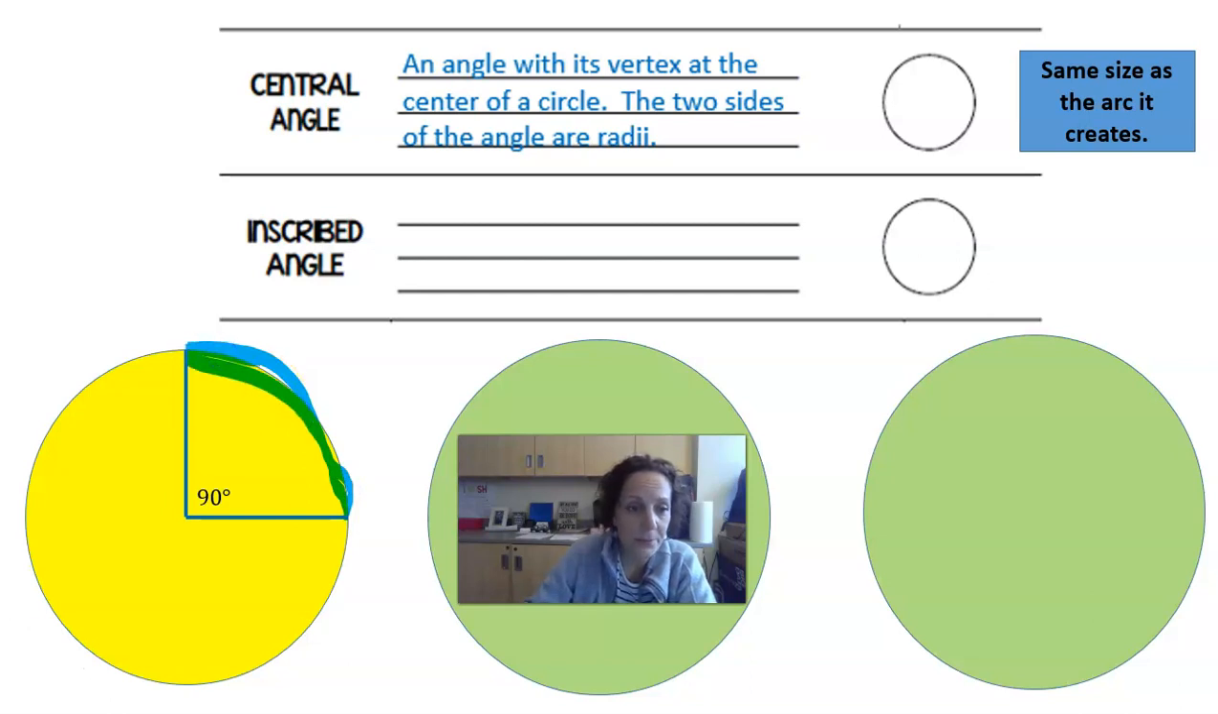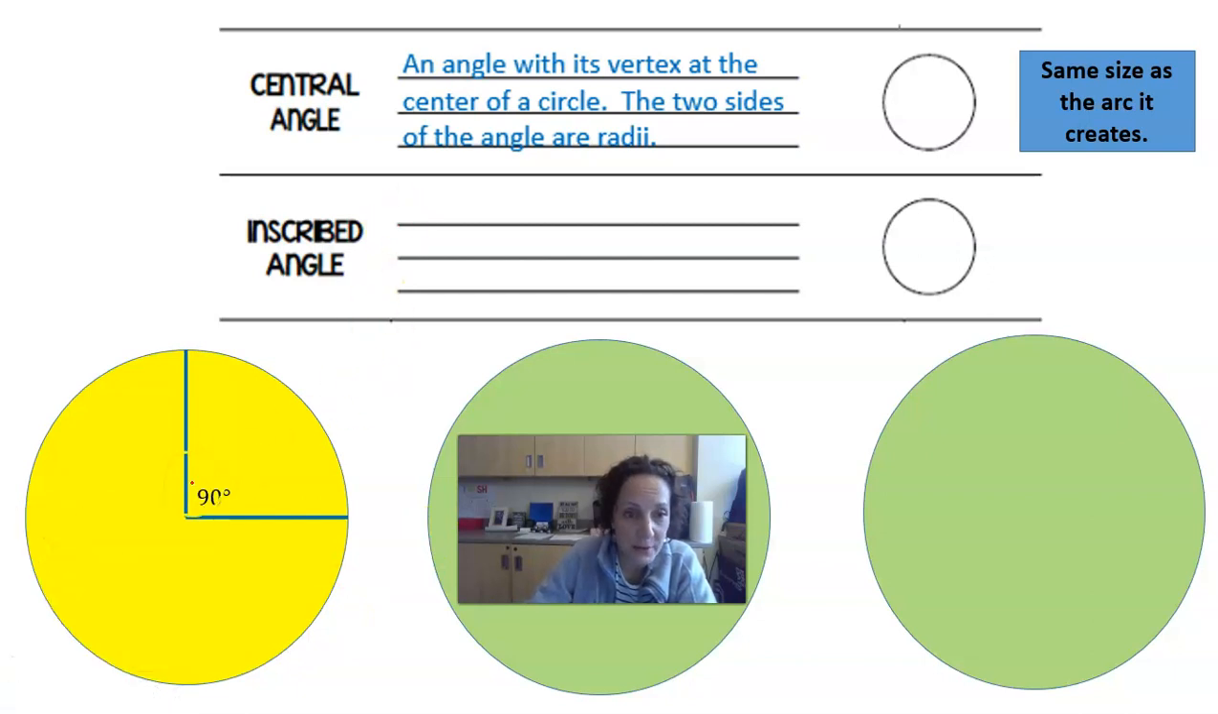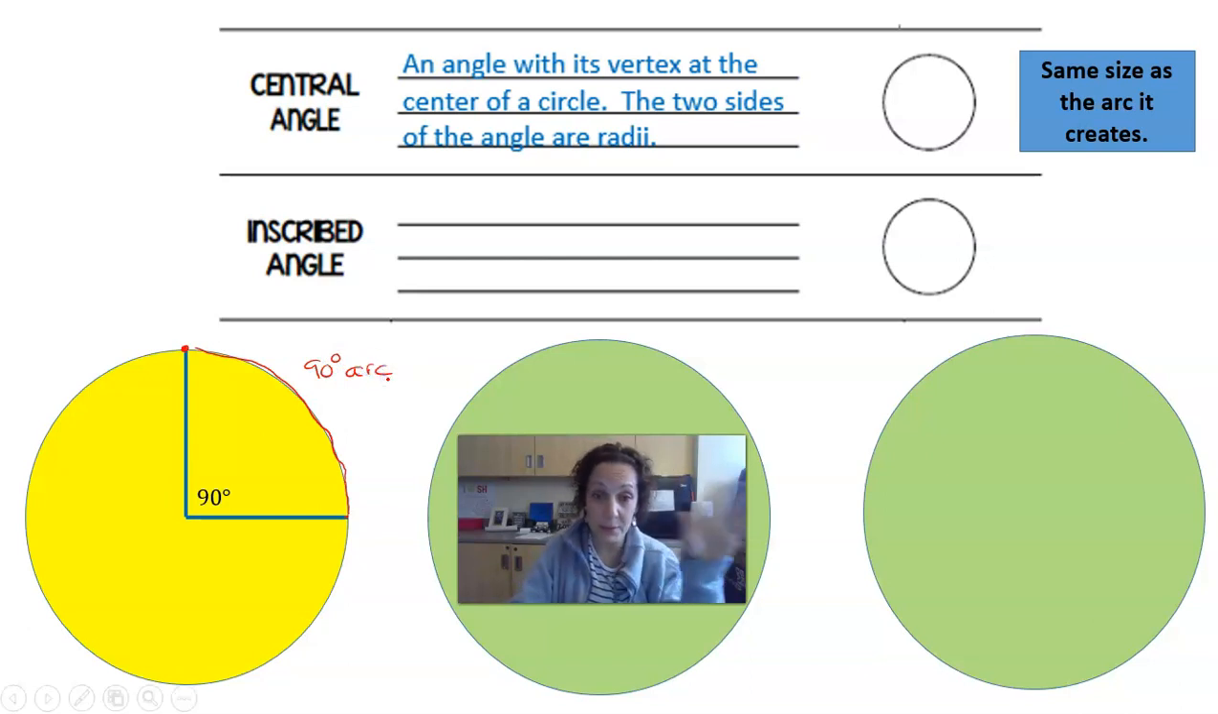And we know, goodness, I just cannot trace the edge of the circle, can I? And we know that if you have a central angle, the size of that arc is going to be the same as the central angle. So if we say this is a 90-degree angle, then if you go to the endpoints of that angle on the circle and trace out the arc, that's a 90-degree arc. Okay, so that was the last video.